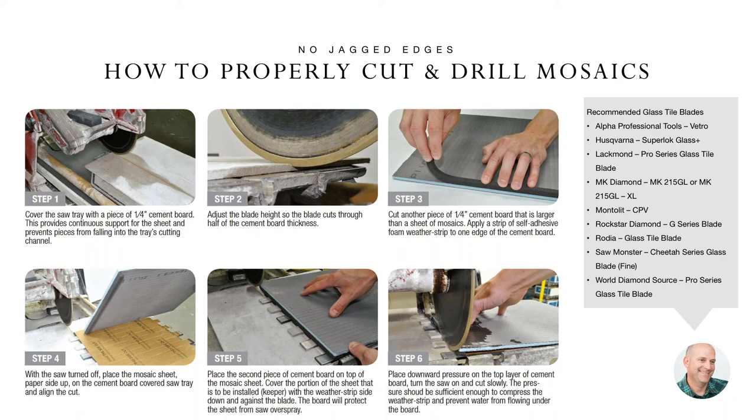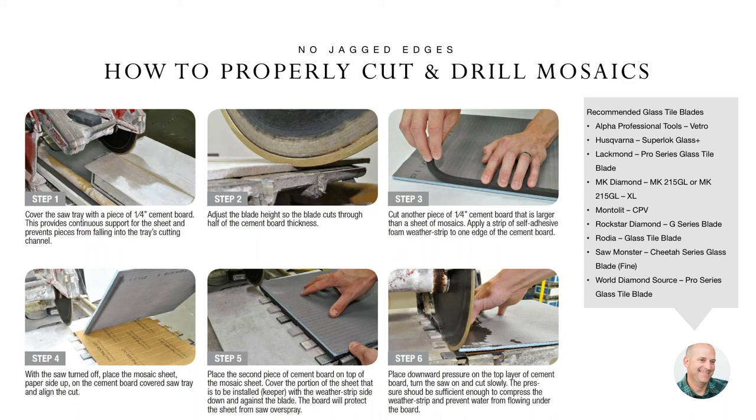And as the blade passes through the tile, it's going to force it down into the groove and will often crack the piece of tile or push it down at an angle so you get an irregular cut. So this is putting a piece of 1/4 inch cement board. This is something I do when I cut any mosaic. I don't care if it's glass tile or porcelain because you get a much cleaner cut.